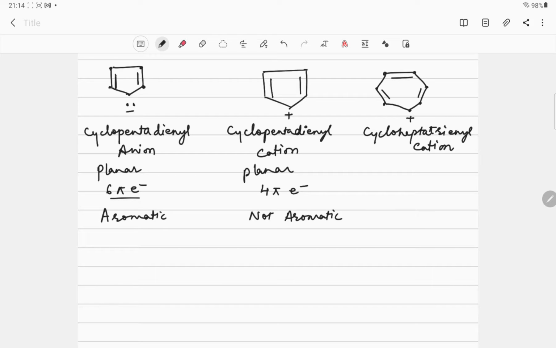If we see the aromaticity, because this carbon is carrying a positive charge and the rest are all sp2 hybridized, the molecule is planar, so it satisfies the first condition. The delocalization of electrons is also there. Then what about the pi electrons? How many pi electrons are here? Here 6 pi electrons, so this compound should be aromatic.